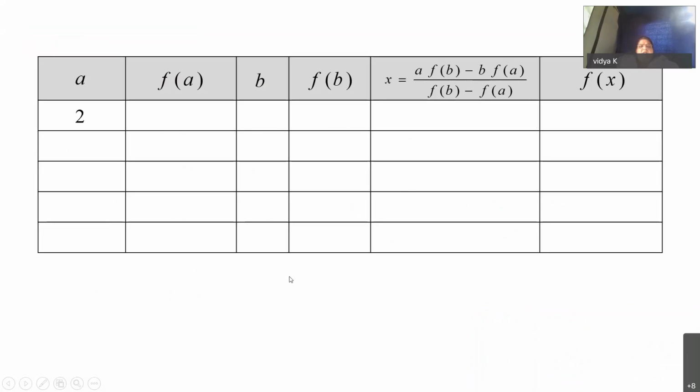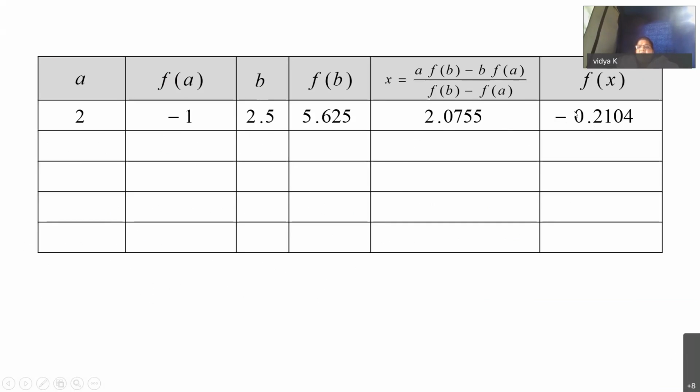Here I explain. So A is 2. F at A you got minus 1. B is 2.5. F at B is this. So x, use this. Substitute those values respectively here. You get this. Get f at 2.0755. You get this. Now what is the role of A and B?